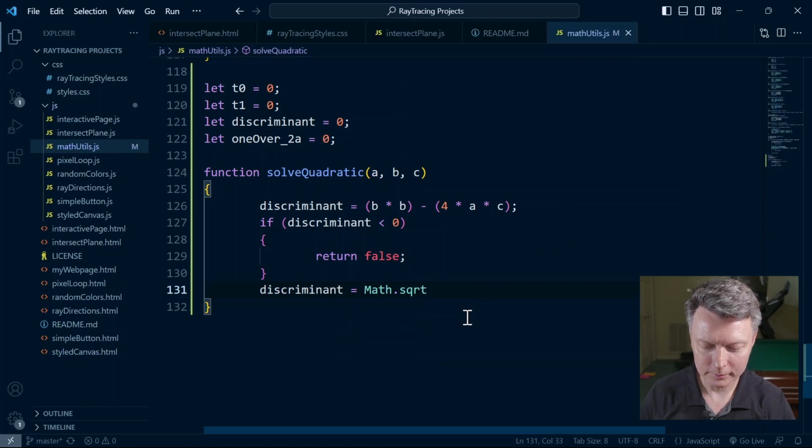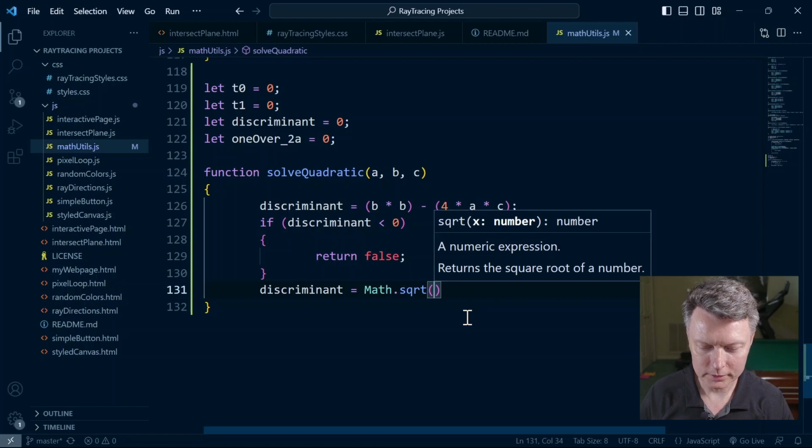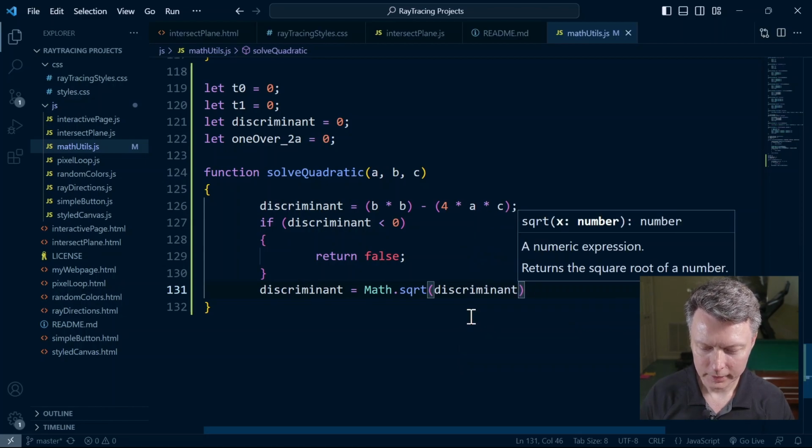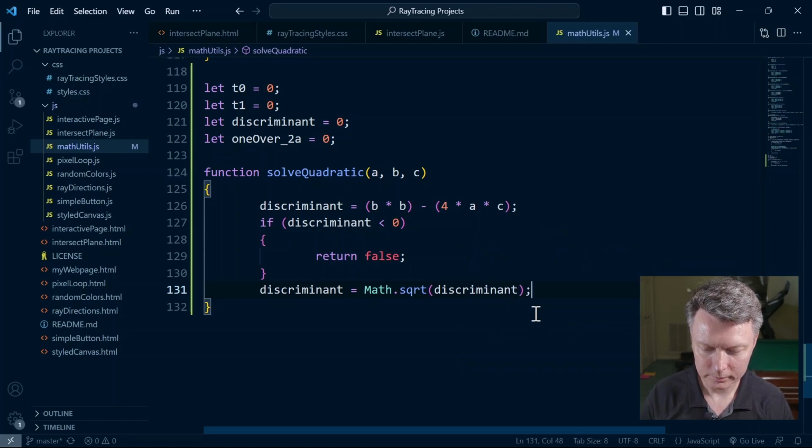You can click there, and that is a function itself. So it needs parentheses. So open parenthesis, and it says it needs a number inside there to do the square root on. And so now we want the discriminant to be underneath the radical sign. So we're essentially setting the discriminant to the square root of itself. So let's type discriminant again, and then semicolon. So this will perform the square root function on the discriminant and then save that back into the discriminant itself. So now discriminant is updated with the square root of itself.